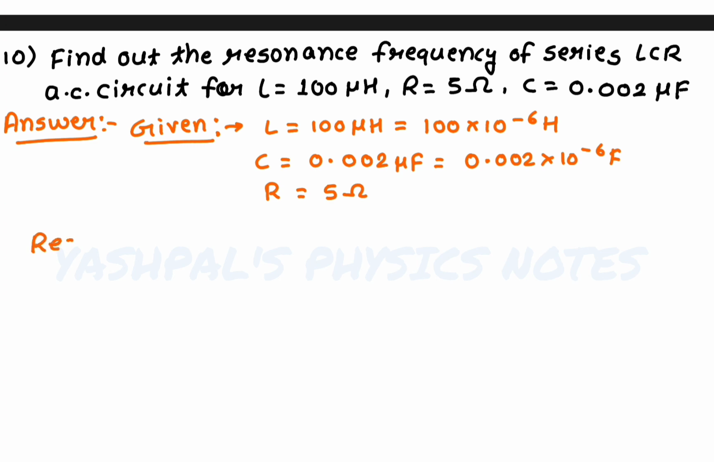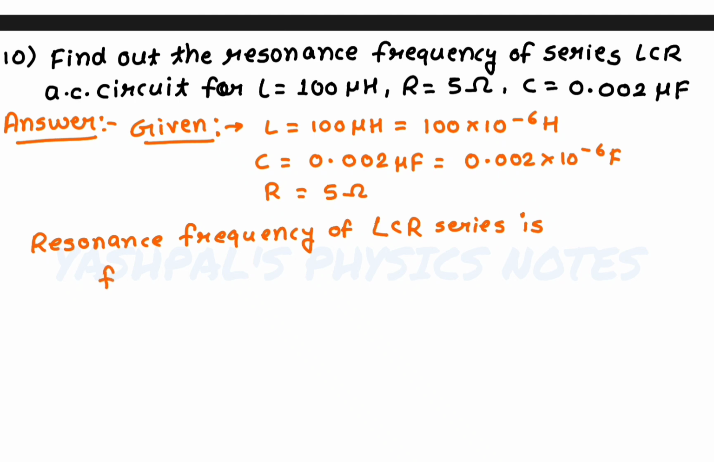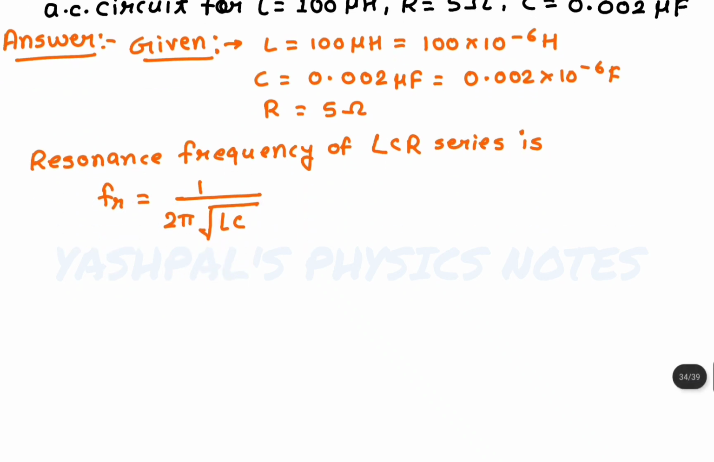So here I can write, resonance frequency of LCR series is given by FR, and its formula is 1 upon 2 pi under root LC. Now you just have to substitute the values. 1 upon, value of pi is 3.14. Value of L we have found as 100 into 10 to the power minus 6 Henry.